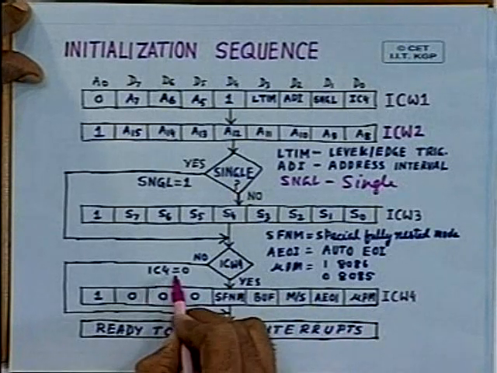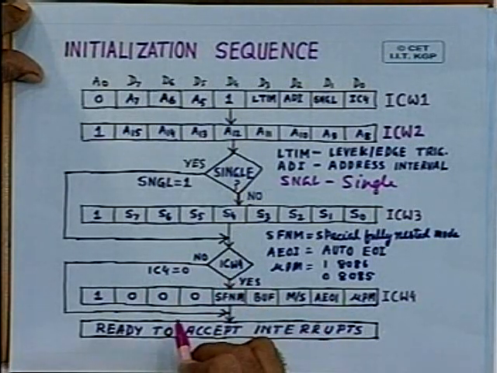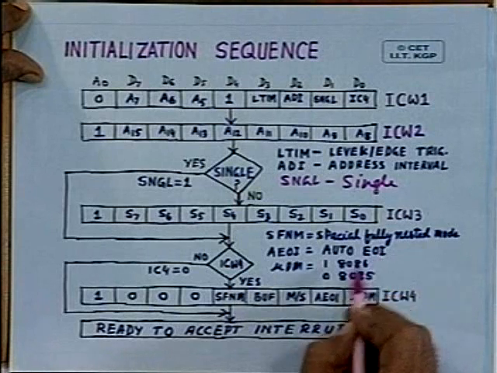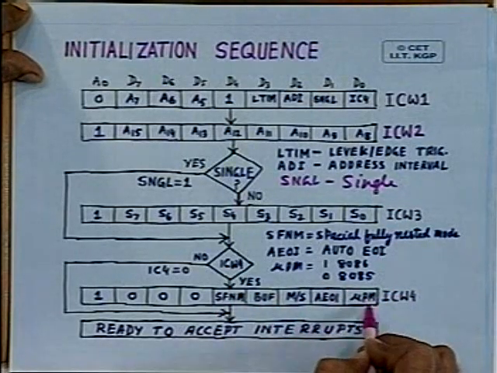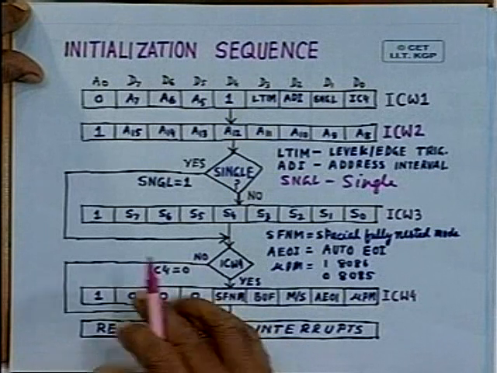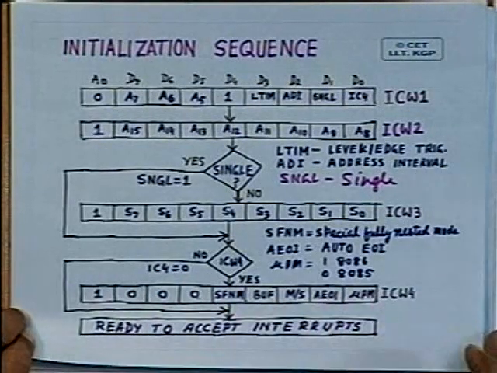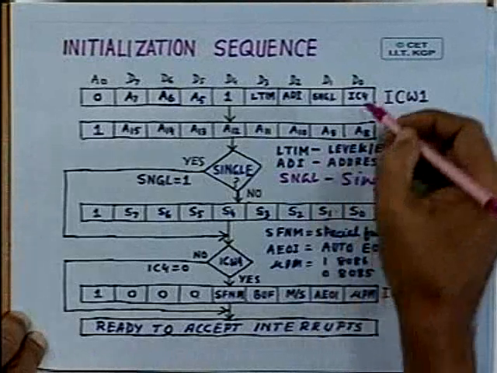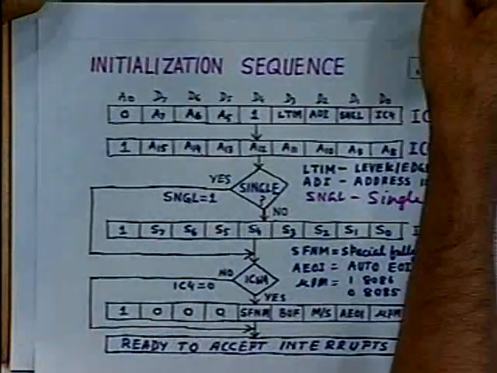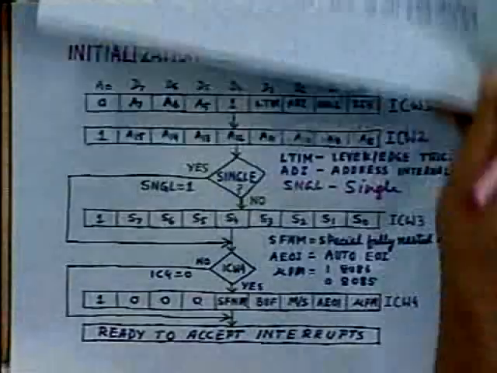And initialization command words may be required, may not be required. By default, it will not be required. But there are some special functions like special fully nested mode, auto end of interrupt. There are some special modes. And whether it is for 8085 or 8086, all these things can be specified by these initialization command words. And it will decide some special modes of operations that we shall explain a little later. And when all these initialization command words are programmed, then it is ready to accept interrupts and it will do whatever I have explained. This sequence of events will take place only after the initializations are done.